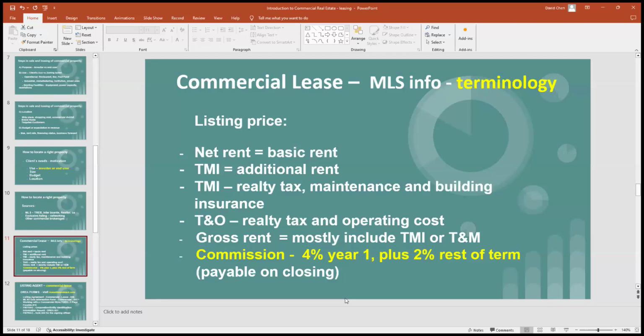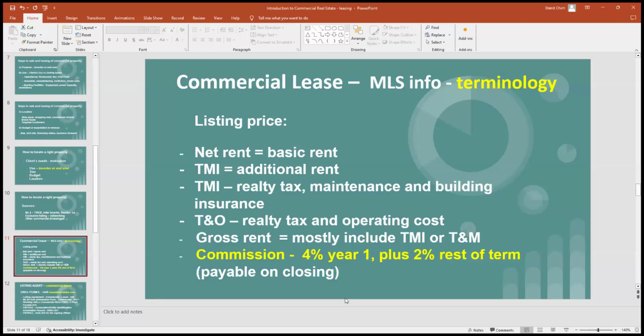In some other cases, they say gross rent only includes utilities, but the TMI is not included. So you have to make sure what they are including. If you are the listing agent, you also have to write down what the gross rent includes. So when you prepare the offer, always make sure what the gross rent includes.